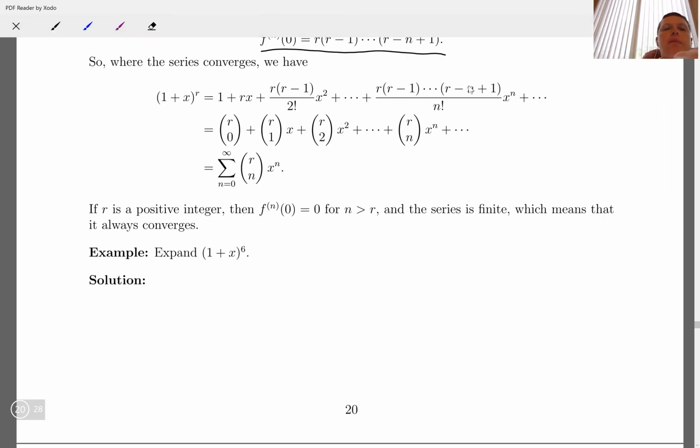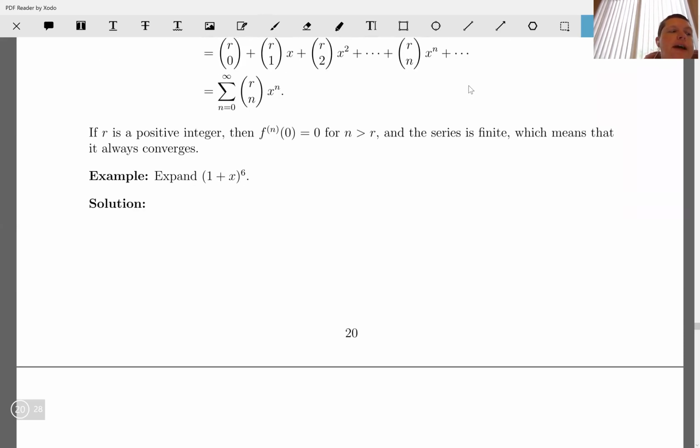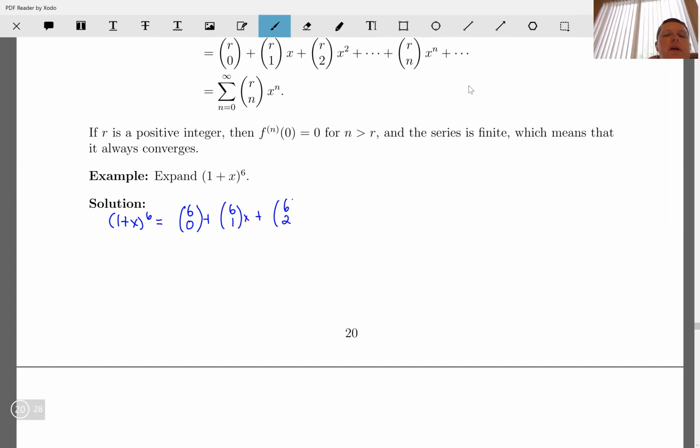So as a quickie example, and I know this is something that a middle schooler or a high school student will actually be able to do, we have (1 plus x) to the 6th. Let me just write the binomial expansion: 6 choose 0 plus 6 choose 1 times x plus 6 choose 2 x squared plus 6 choose 3 x cubed, 6 choose 4 x to the 4th plus 6 choose 5 x to the 5th plus 6 choose 6 x to the 6th.